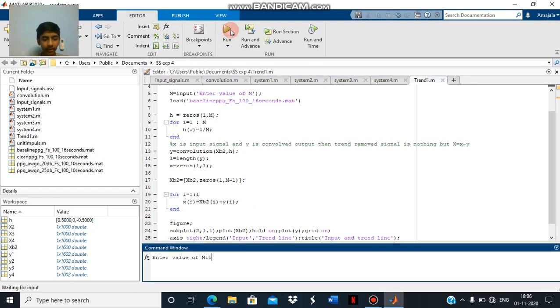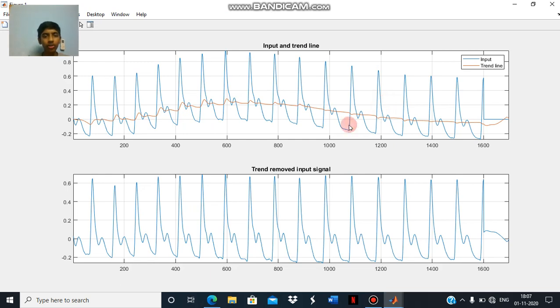initially I am considering the value of M as 100. In this output we can clearly see the trend in the red color line, which is the convolved signal, the trend signal, and blue is the input signal. The trend removed signal is almost there, but there is a lot of difference between these two signals. For example, the magnitude at the 600 peak in the input signal is initially 0.9553, but in the trend removed signal it is 0.6967, which means the value is somewhat decreased.